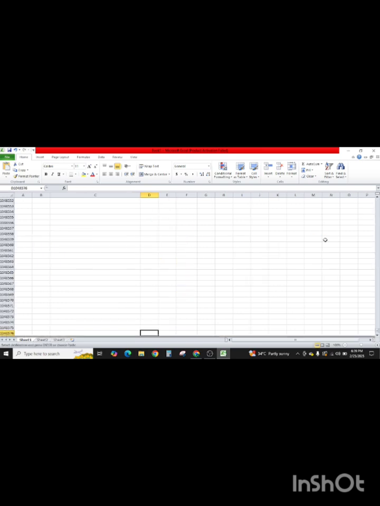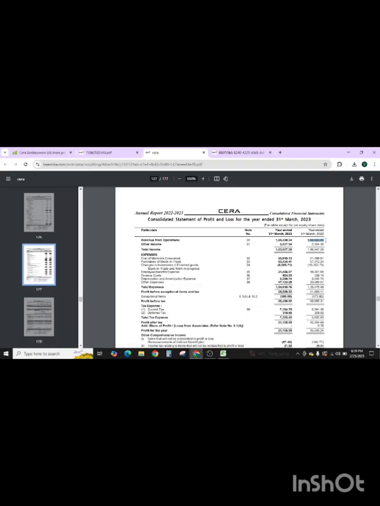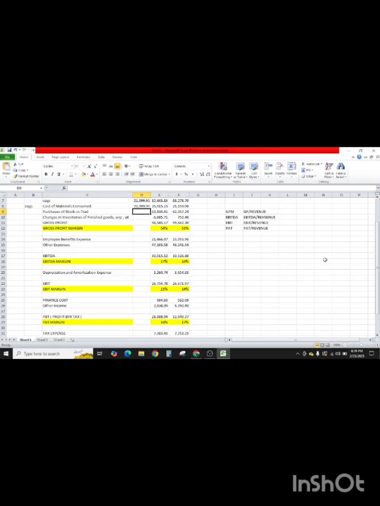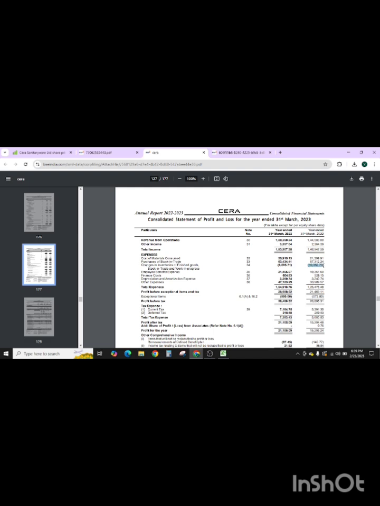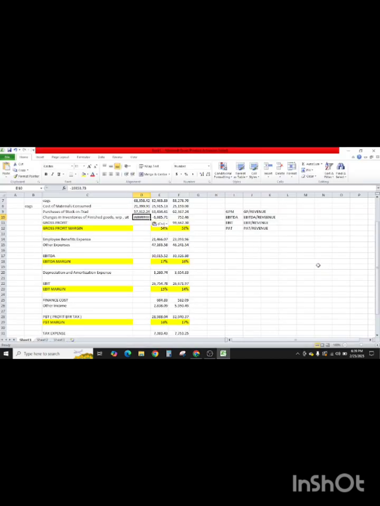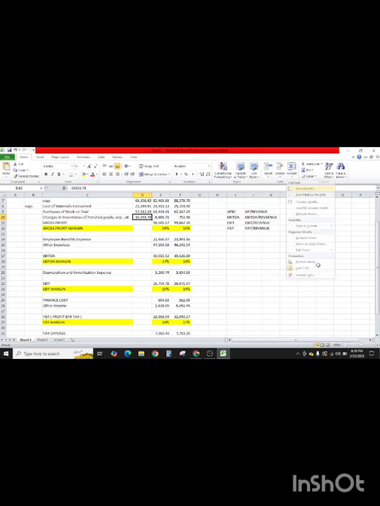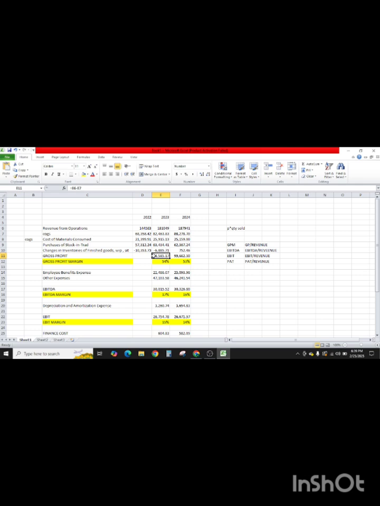COGS will be nothing but the addition of all those three line items: cost of materials consumed, purchase of stock in trade, and changes in inventory of finished goods, work in progress, and stock in trade. Gross profit will be revenue minus COGS, and COGS is the sum of those three line items. So the gross profit margin will be 53%, right?